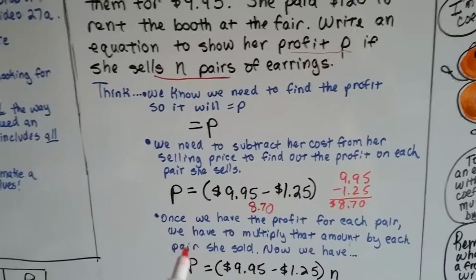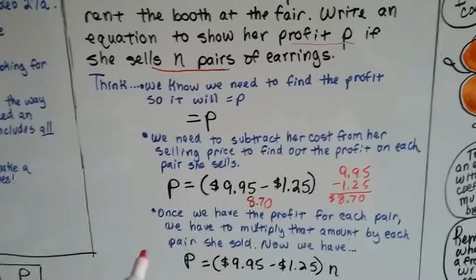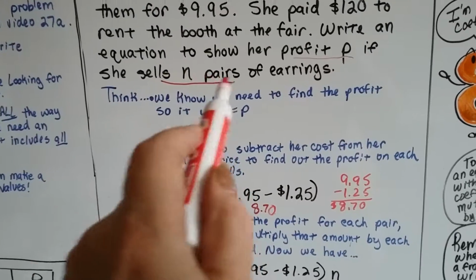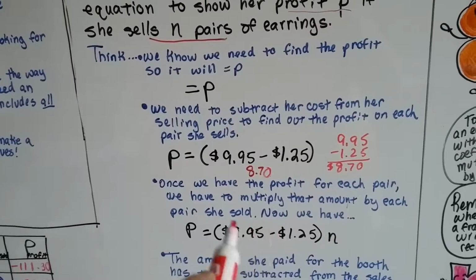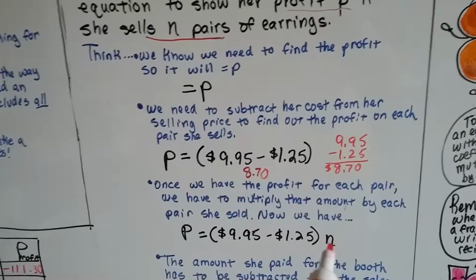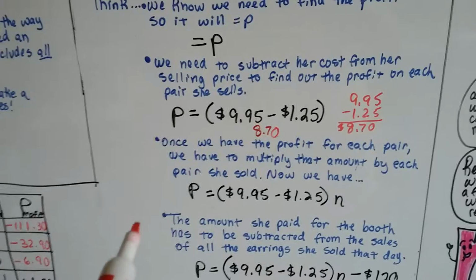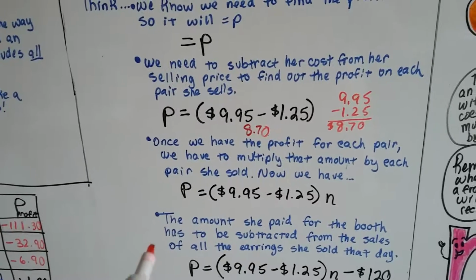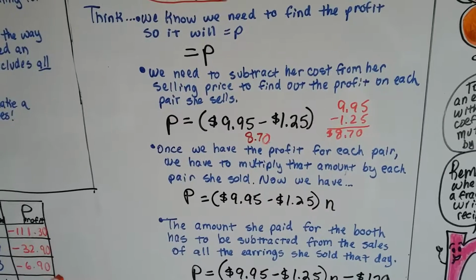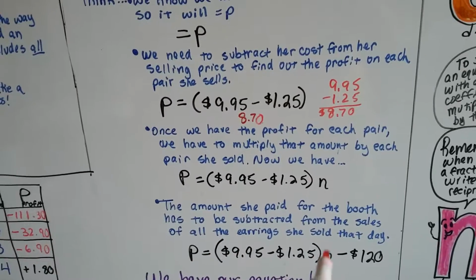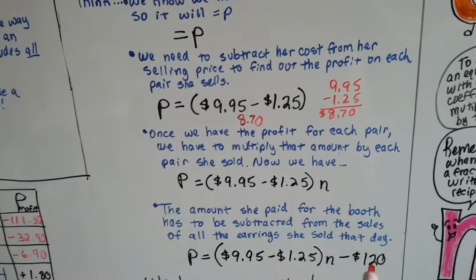Okay? Well, once we have the profit for each pair, we have to multiply that amount by the pairs she sold. And we said that she sells n pairs, so that means that this amount is going to be multiplied by n, the 8.70 by n. But the amount she paid for the booth has to be subtracted from the sales of all the earrings she sold that day, because that's part of her cost too. So now, after the n, we write minus 120.